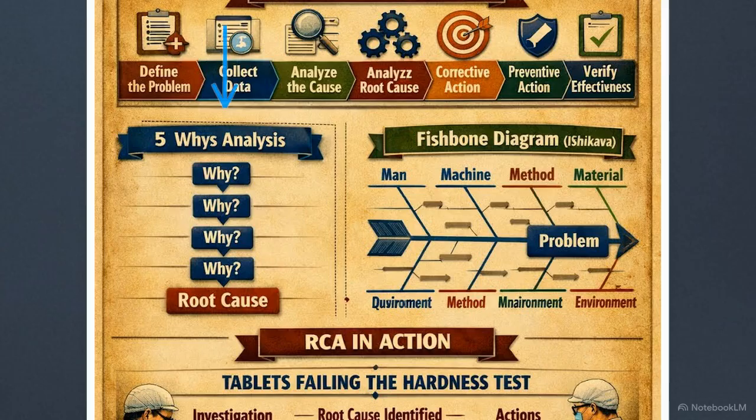Looking at the 5 why section, you see a simple logic path. By repeatedly asking why, we drill past surface symptoms down to the actual origin. Alternatively, the fishbone diagram maps out multiple competing variables simultaneously, categorizing them into man, machine, method, and material.